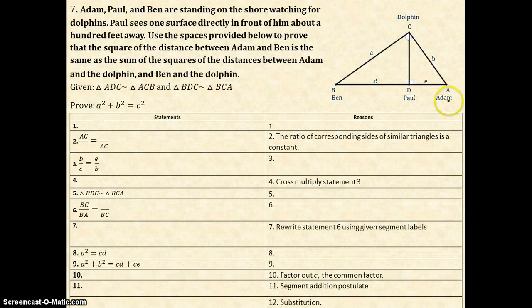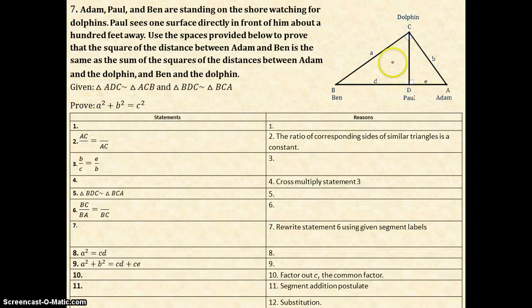So in this situation, Adam, Paul, and Ben are standing along the shore looking for dolphins. Paul sees one, boom, straight out in front of him. And then we're going to use these triangles to try to prove the Pythagorean theorem.